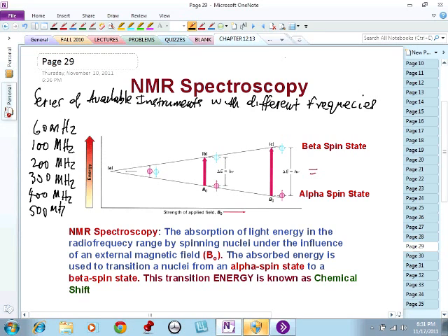Why do I bring this up? Every time you use any or each one of these instruments, since their strength is different, the chemical shift will be different for a particular proton. Say for example, let me go to a blank page.